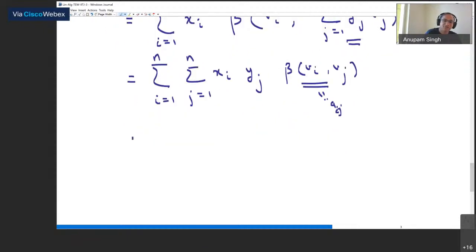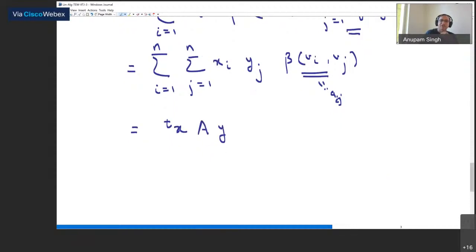My claim is this is the same as x transpose A y. This just requires simple verification that if you compute x transpose A y, you actually get exactly this, what I have written here. So verify this. I have done all the computations. You just need to verify this here.